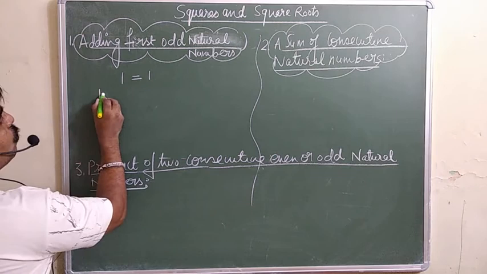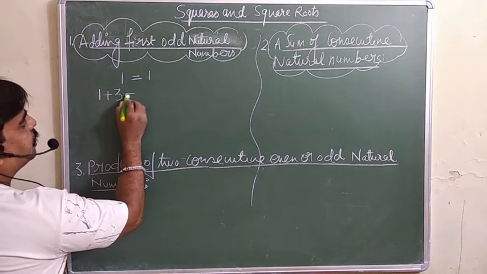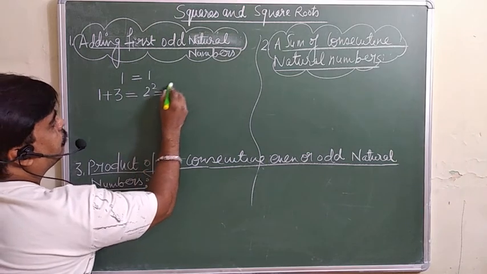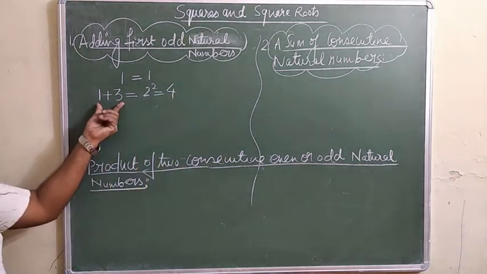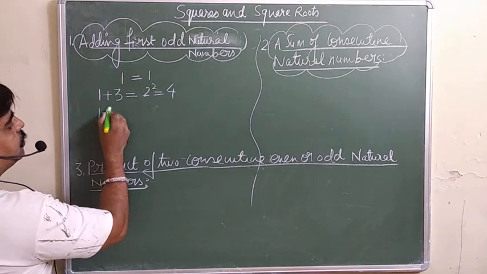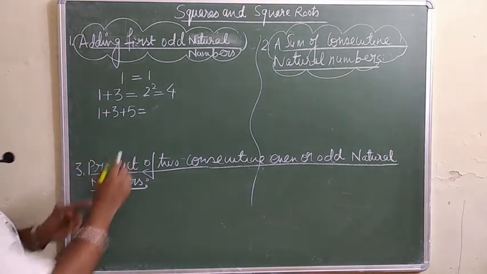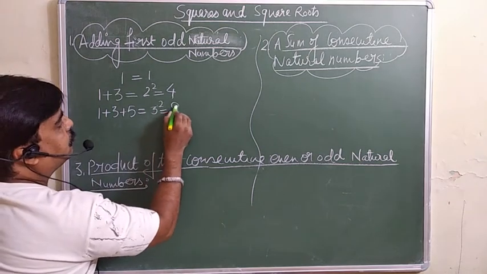But if you add the first 2 odd numbers, 1 plus 3, the sum will be the square of 2, because you are adding the first 2 odd numbers. Similarly, 1 plus 3 plus 5, first 3 odd numbers you are adding, so you must do the 3 square, that is 9 will be the sum of these numbers.